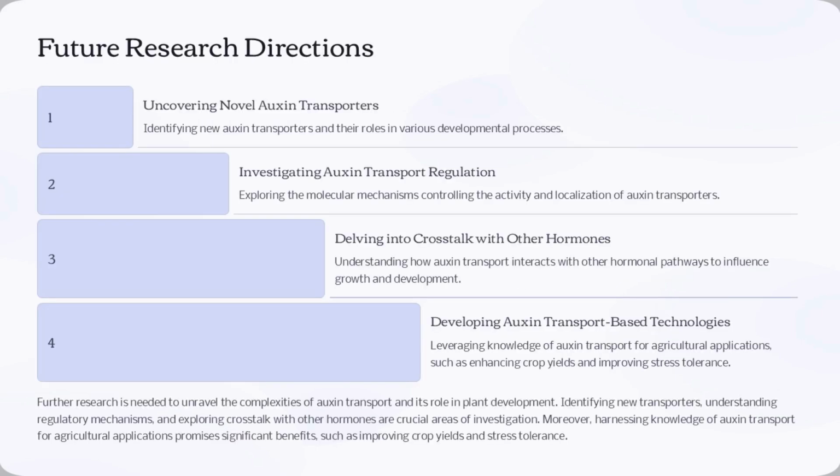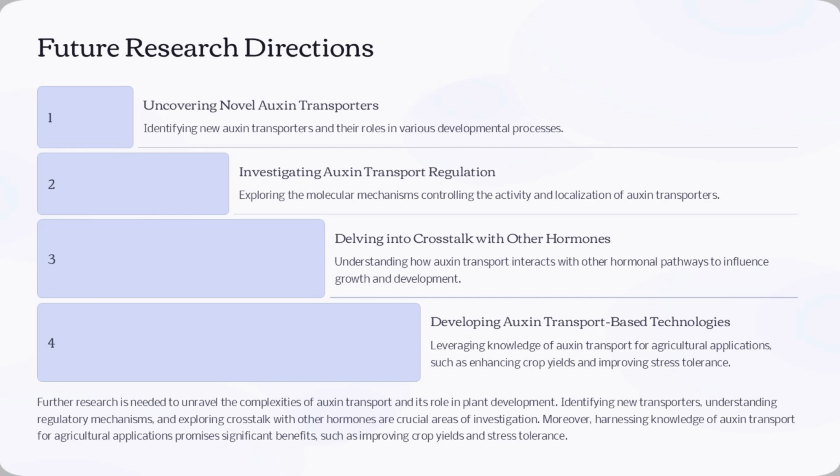Identifying new auxin transporters and understanding their specific functions is an important area of research. Exploring the molecular mechanisms that regulate the activity and localization of auxin transporters will provide insights into how plants control auxin transport. Investigating the crosstalk between auxin transport and other hormonal pathways will reveal how plants coordinate different signaling networks to guide growth and development.